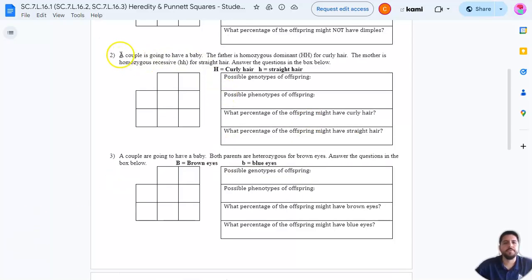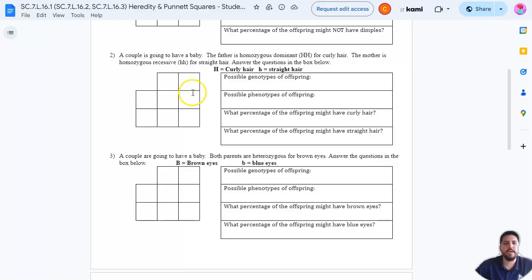All right, let's do number 2. A couple is going to have a baby. The father is homozygous dominant for curly hair, so 2 capital H's. The mother is homozygous recessive, 2 lowercase h's, for straight hair. Answer the questions in the box below. So let's fill out the Punnett square first.